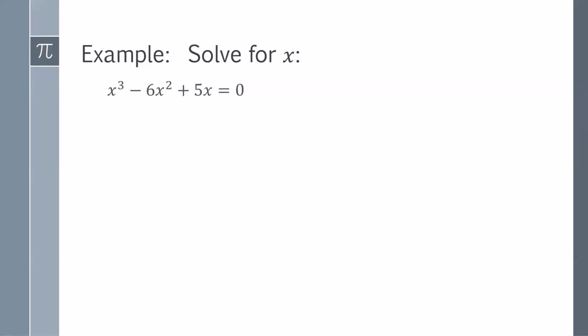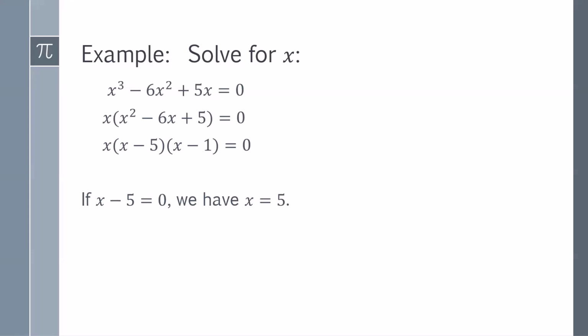Another example, x cubed minus 6x squared plus 5x is equal to 0. Here, this equation doesn't look like a degree 2 polynomial. However, if we factor an x out of the left side, we get x times (x squared minus 6x plus 5), and the expression in the bracket is a degree 2 polynomial, which we can factor to (x minus 5)(x minus 1). So here we have three possible solutions: x equals 0, x equals 5, or x is equal to 1.